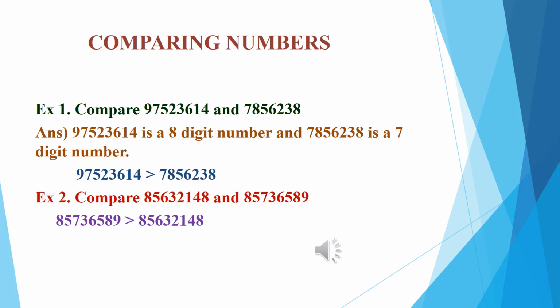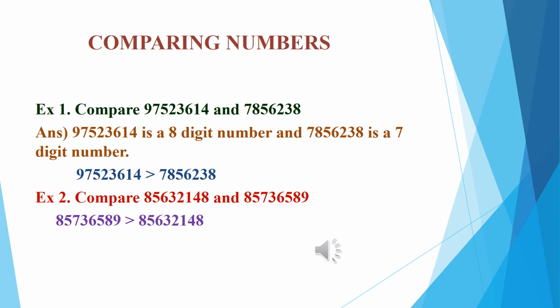Now let us see the second example. Compare 856324148 and 857365889. Now if we observe here, both the numbers are 9-digit numbers. Now how to compare two numbers if the number of digits are same? So to compare two numbers having the same number of digits, we can compare the first digit. First we have to compare the first digit.